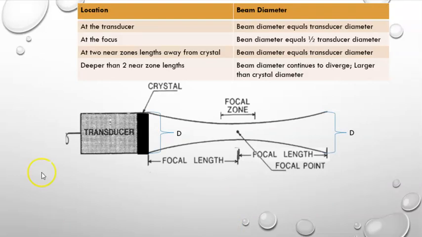So let's summarize what we've talked about. The beam diameter at the transducer is going to equal the transducer diameter. The beam diameter at the focus is going to equal 1/2 the transducer diameter. The beam diameter at two near zone lengths away from the transducer is going to equal the transducer diameter. And at distances deeper than two near zone lengths, the beam diameter continues to diverge and becomes larger and larger than the crystal diameter.